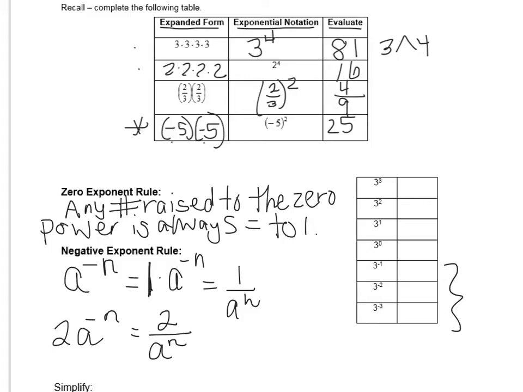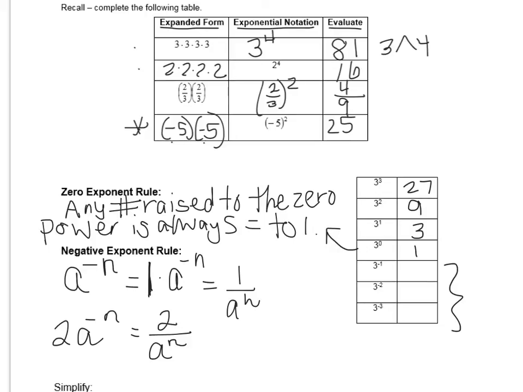So filling in this table, 3 to the 3rd is 3 times 3 times 3. That's 27. 3 squared is 3 times 3, which is 9. 3 to the 1st is just 3. 3 to the 0 power, as we just learned, is always equal to 1.